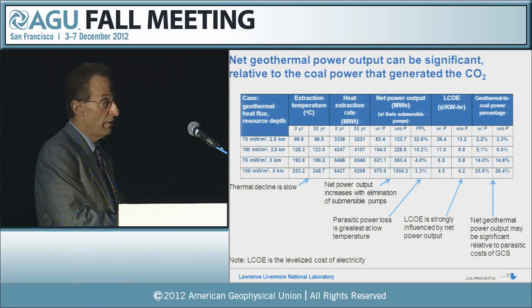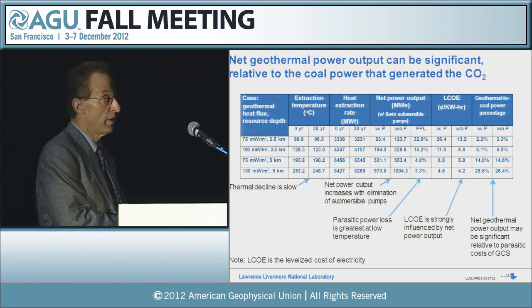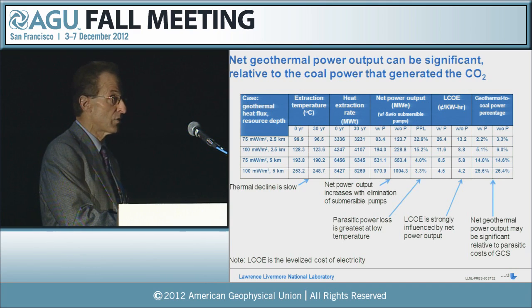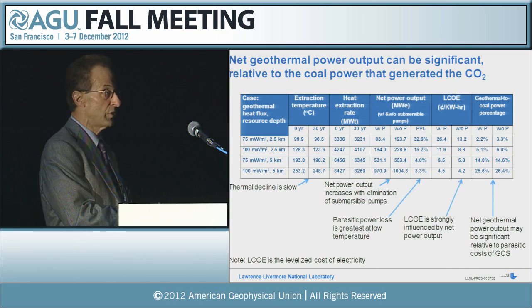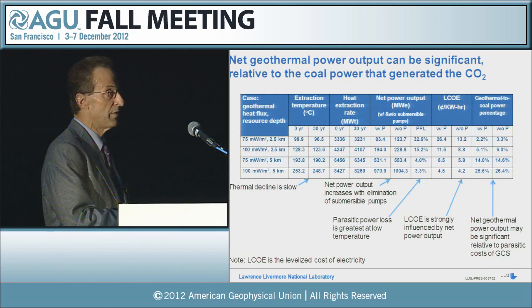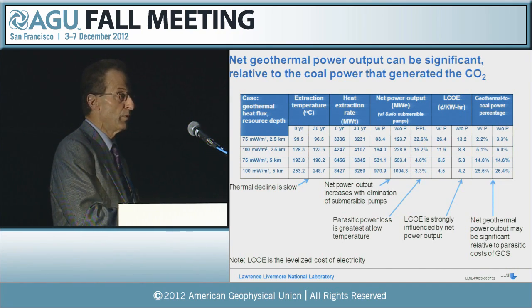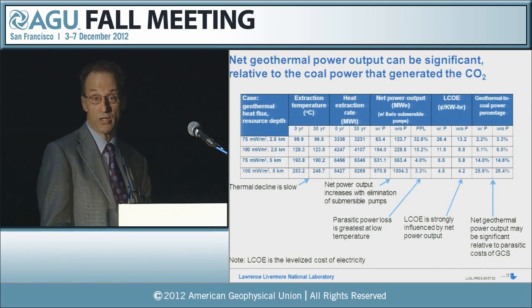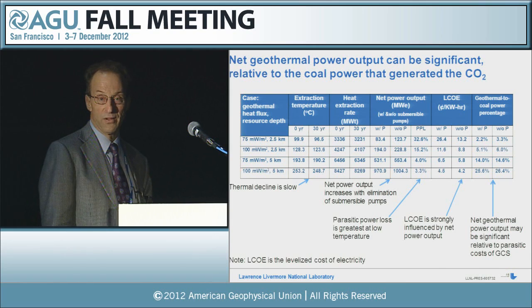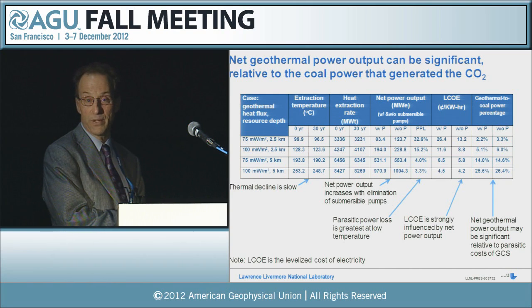In these scenarios that we were looking at here, we are actually producing an LCOE which is competitive with other energy sources, even natural gas for that matter, at these high temperatures. Now, a very interesting thing to look at is how much power we produce relative to the amount of power if we had coal generation that produced the CO2 that we're injecting in the first place. For this high temperature resource, we're able to produce 25% of the power that was generated by the coal that generated that CO2, which means that we have a very good opportunity to completely offset the parasitic energy costs of CO2 capture and storage in those systems.